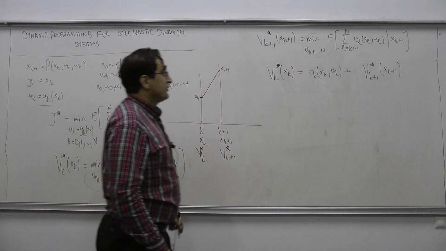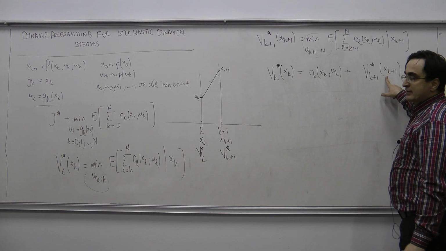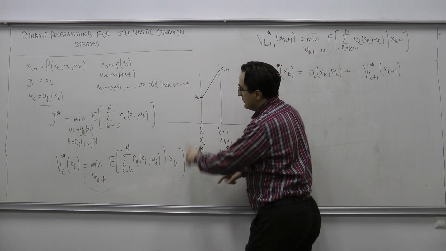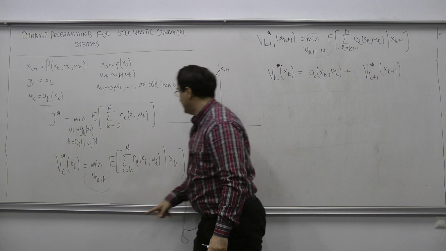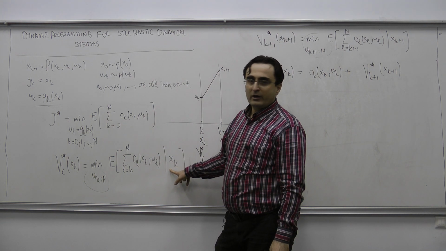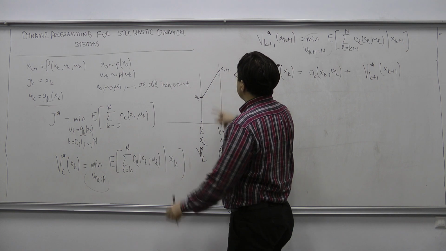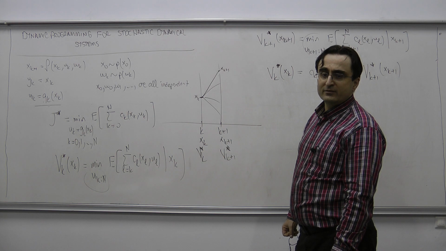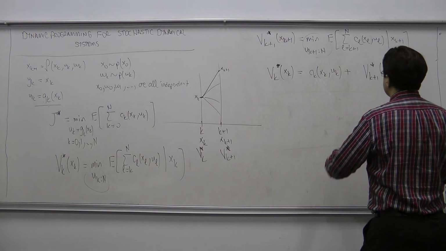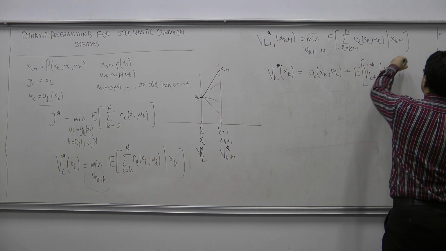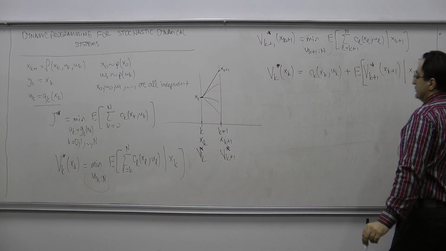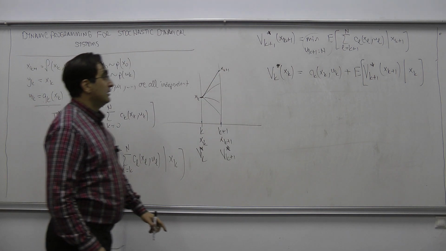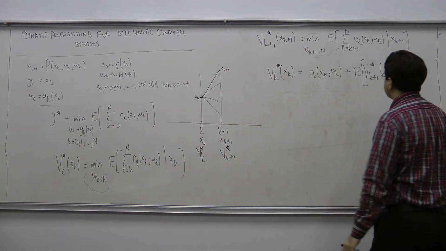But here, the thing is that we don't know what xk plus 1 is. So when I start with writing Vk of xk, I know what xk is. But I don't know which xk plus 1 I'm going to go to. Xk plus 1 is a stochastic random variable. As a result, I'm going to put here an expectation, and I will write the given condition xk. So this is the formula for these Vk stars.